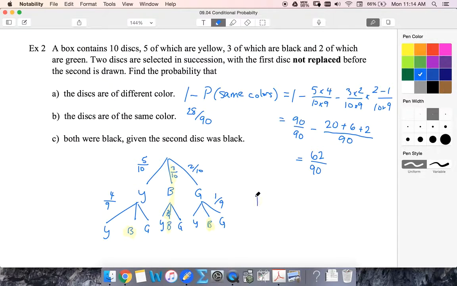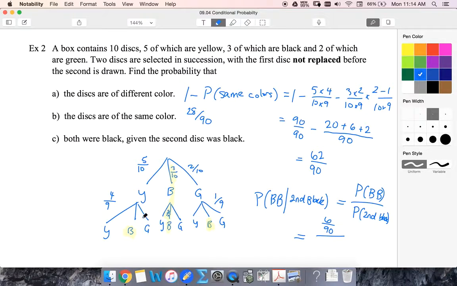So let's write this out. Probability of black, black, given that the second is black. So that's going to be the probability of black, black over the probability that the second is black. So this is the probability of black, black. This is really the probability of black, black intersect second black, but that's the same thing. The probability of black, black is wholly contained within the second one being black. So I'm going to have 3/10 times 2/9. That's going to give me my 6/90 as my numerator.